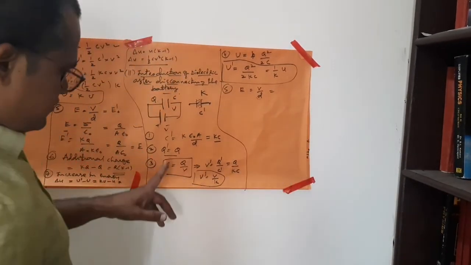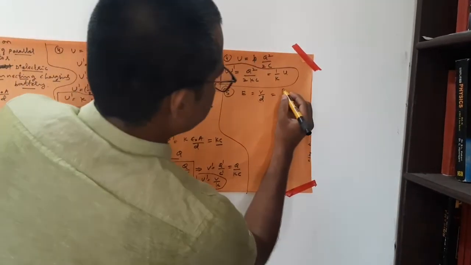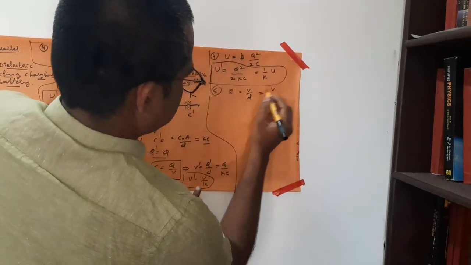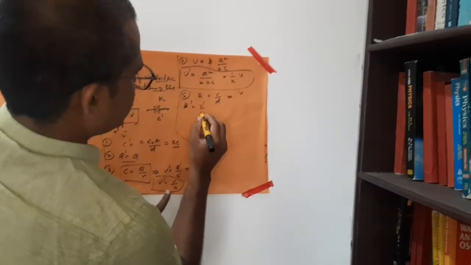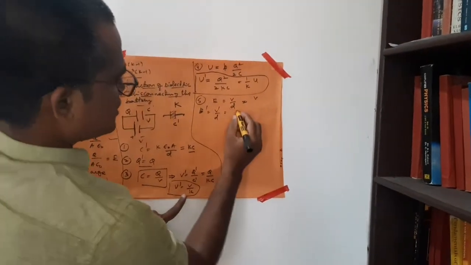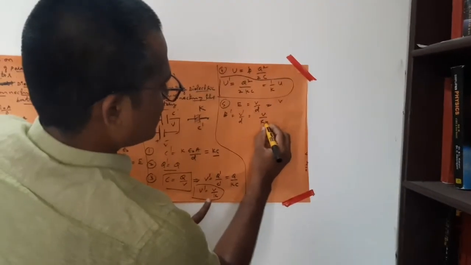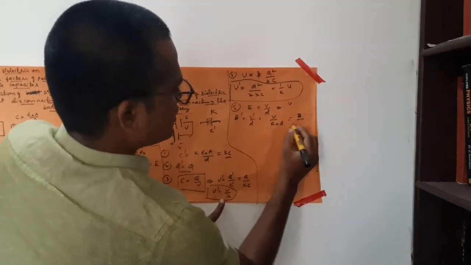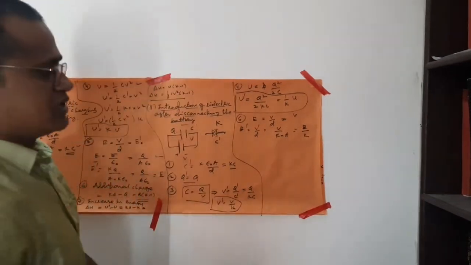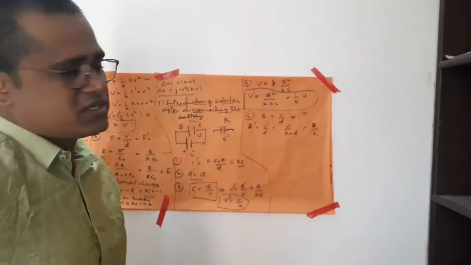What is V here? What is the final potential? What is E dash? E dash is V dash by D. V dash will be V by K into D. Then what is V by D? It's the initial electric field. This is K. Therefore the electric field will decrease by K times.